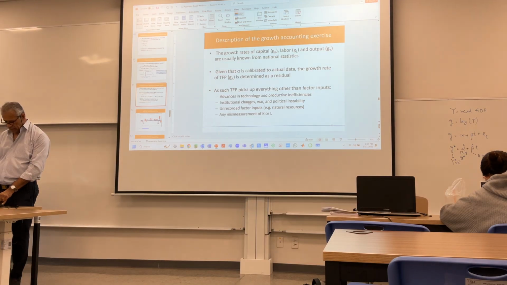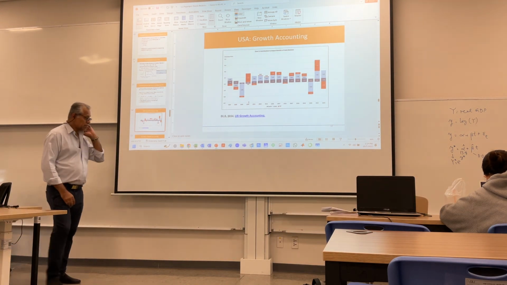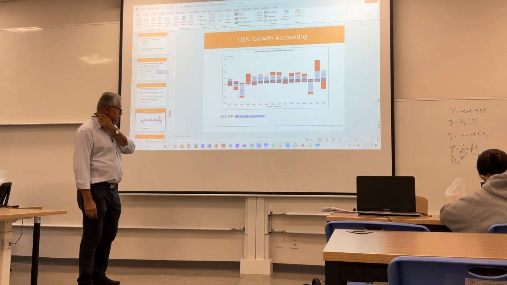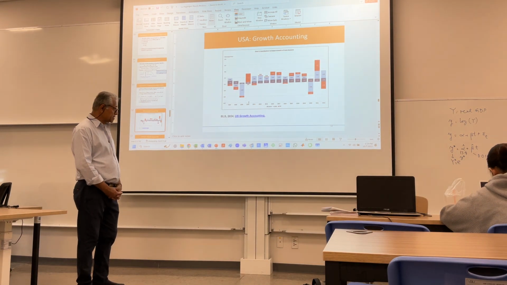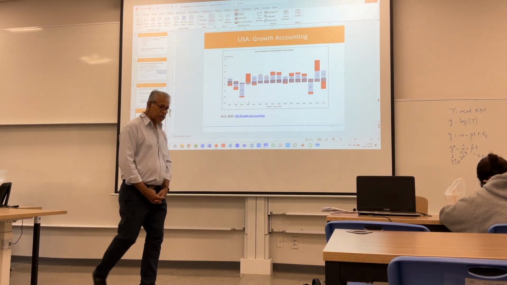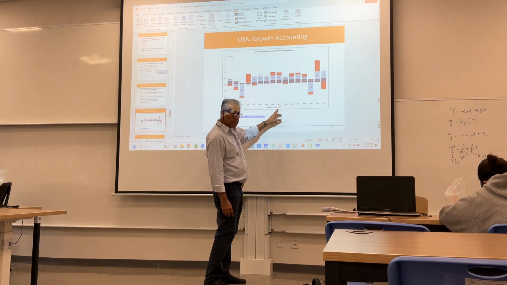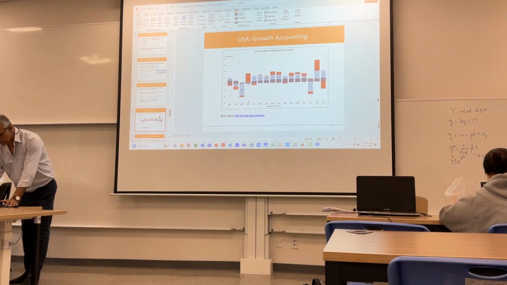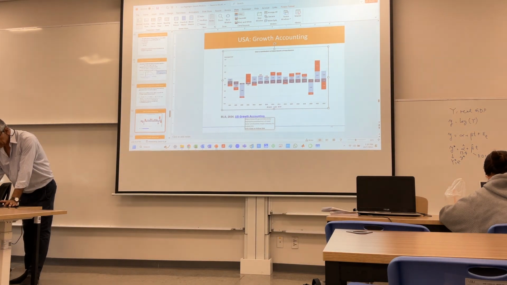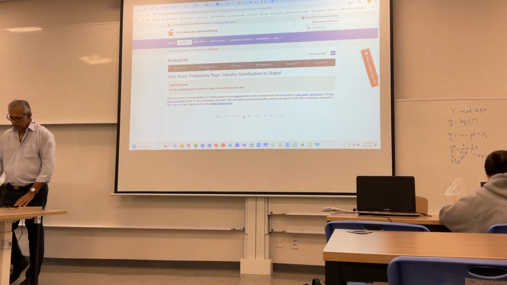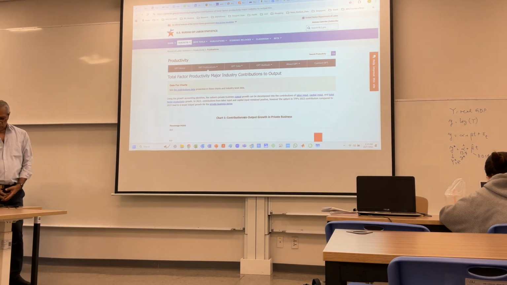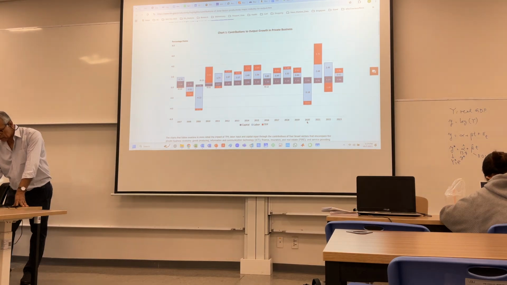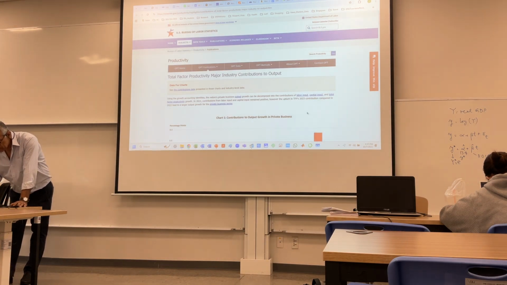So in the case of the US, this kind of an exercise is done by the Bureau of Labor Statistics, which calculates the contribution of different factors of production and the contribution of total factor productivity to growth. So, looking for information on the US, you basically click on this website here, and it will take you to the most recent calculation of total factor productivity. This is for up to 2023.